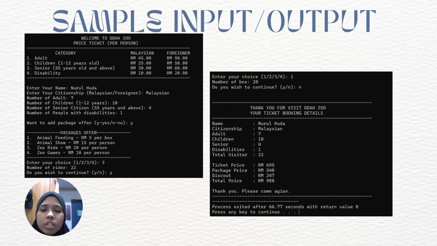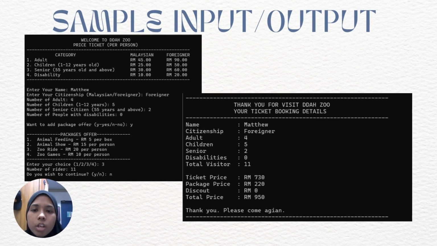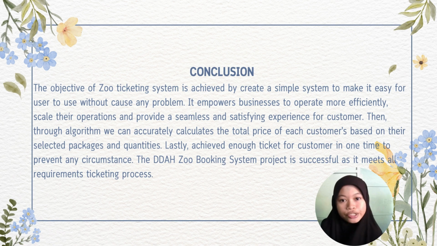Now I would like to show you the first sample of input and output. This sample is of a Malaysian customer who wants to add two packages, which are package 3 and 1. We can see that the total visitors in this sample is more than 20. Our second sample of input and output is of a foreigner with a total of 11 visitors, which is less than 20. So they didn't get any discount, and this customer also wants to add package 3 during their visit.